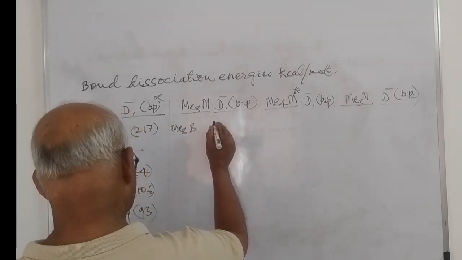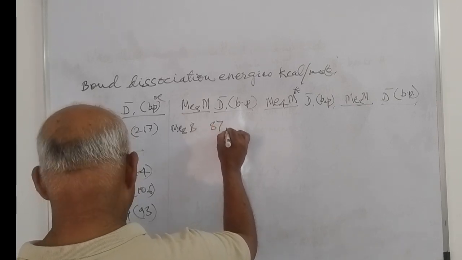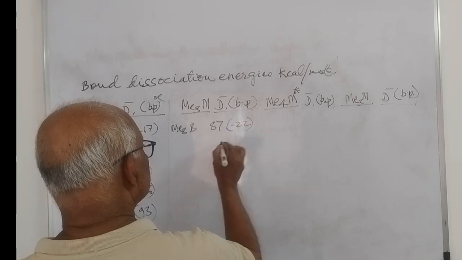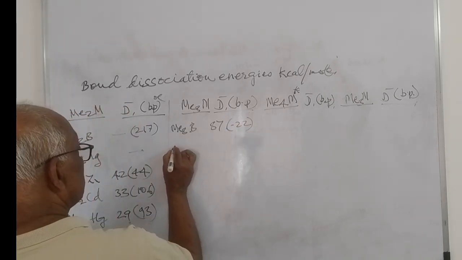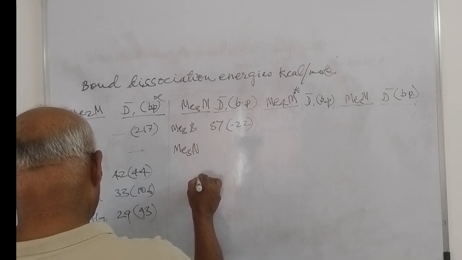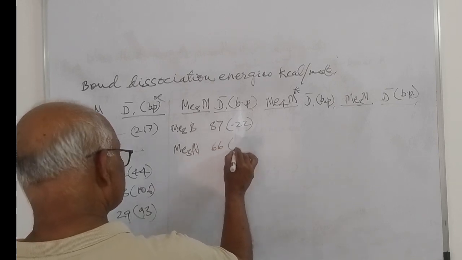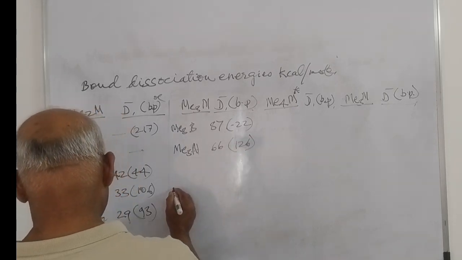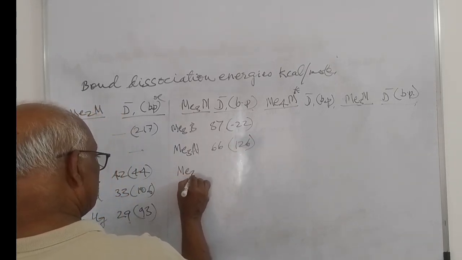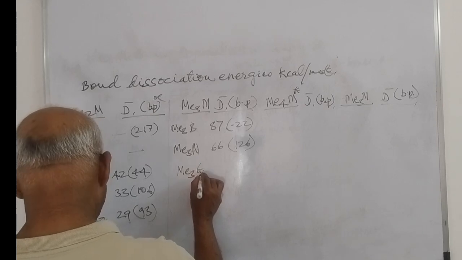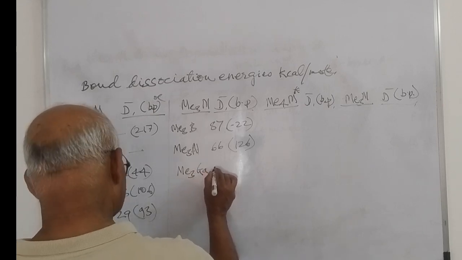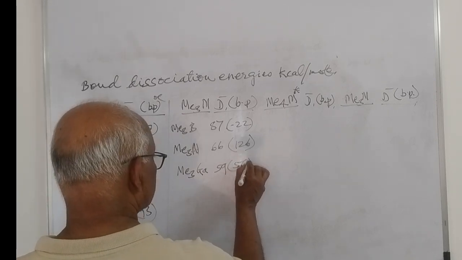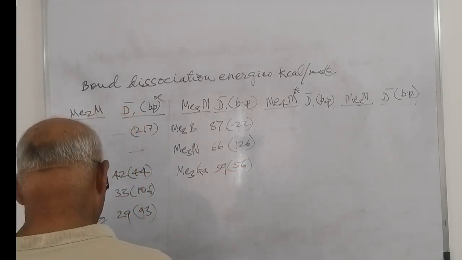The dissociation energy is 87 and the boiling point is minus 22 degrees. Then another is Me3Al. The dissociation energy is 66 kilojoules, 126 boiling point. Then Me3Ga, gallium. It has 59 kilocalories per mole bond dissociation energy and 56 degrees centigrade boiling point.